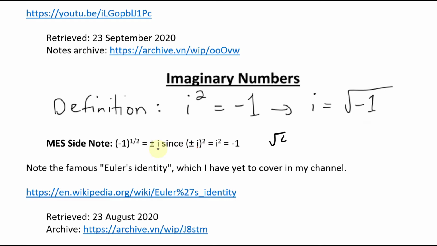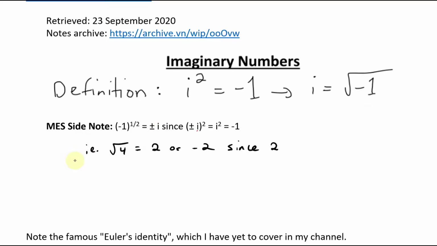Similar to the square root of positive 4, usually people say just 2 because 2 times 2 is 4, but this can also be negative 2. Because again, you can do 2 times 2 equals 4, or negative 2 times negative 2, and the negatives just cancel, it equals 4.